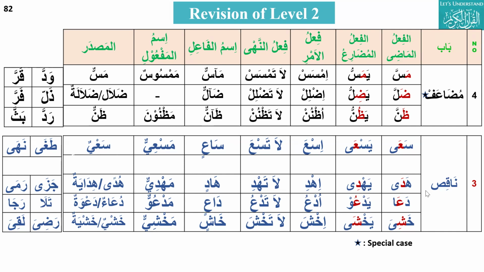Sir, I know you were not in the class when we did this Bab Naqis the first time. Can you please explain it? Bab Naqis, how many cases? There are four cases. First case is sa'a, yas'a, fatha, fatha. Hada, yahdi, fatha, kasra. Da'a, yadu, fatha, damma. Khashiya, yakhsha, kasra, fatha.